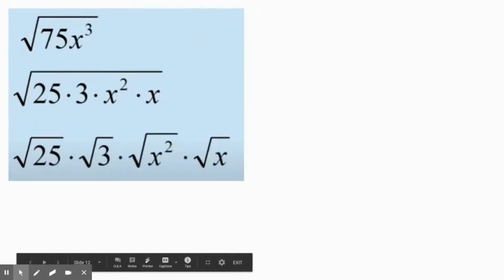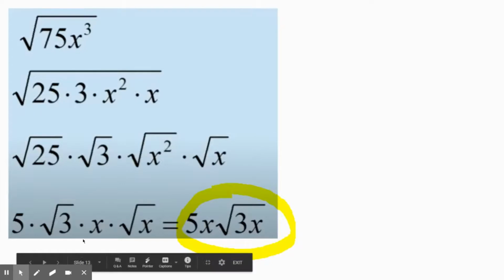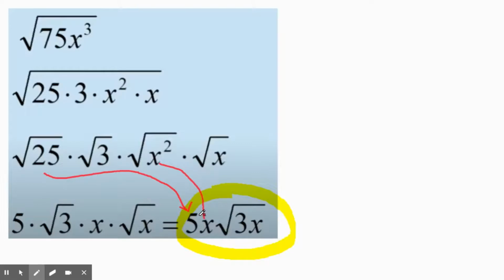Square root of 25 is going to be 5. Square root of x squared is going to be x. So you're going to have 5x on the outside. Square root of 25 is 5. Square root of x squared is x. And then you still have a radical 3 and a radical x left on the inside.